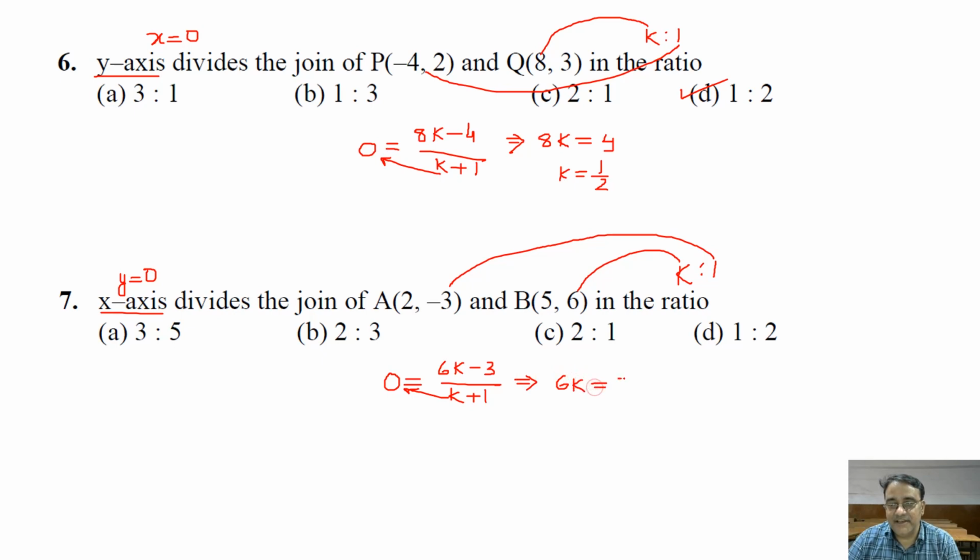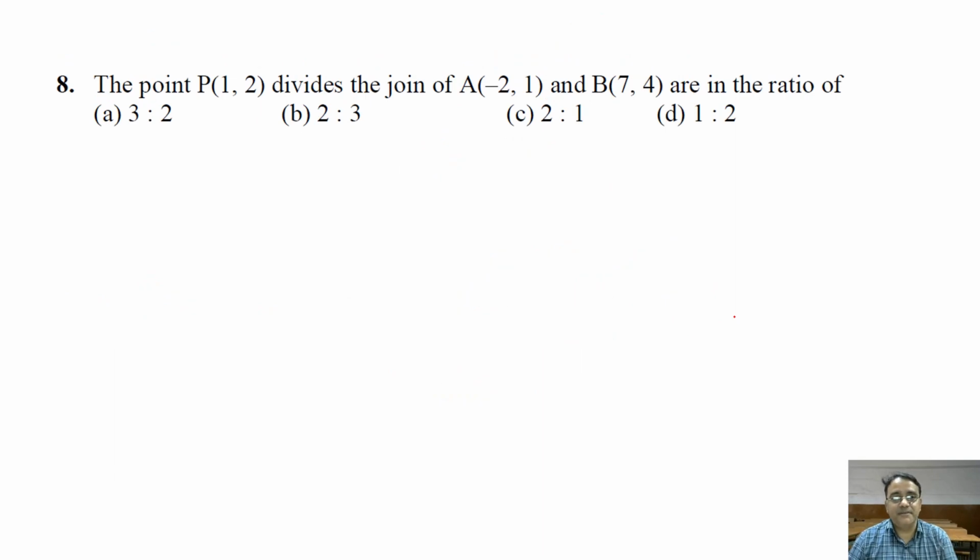So what is the value of k? 1 by 2. So which option is the correct one? Option D. That is 1:2. Any doubt here? No, sir. Okay. So now we are moving toward question number 8.